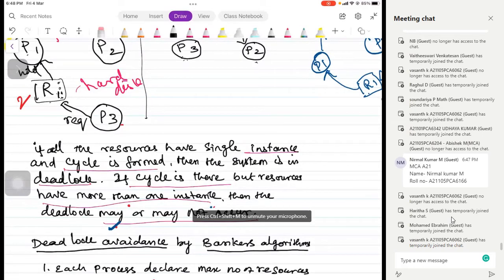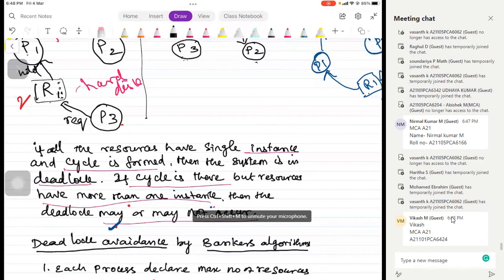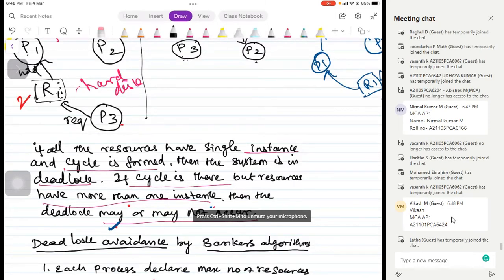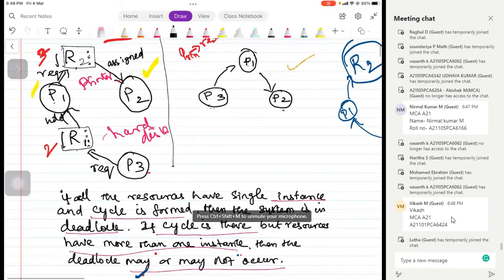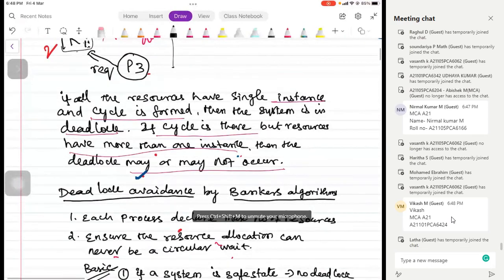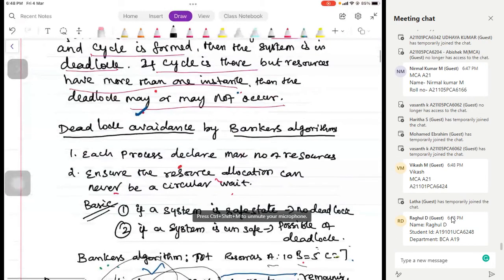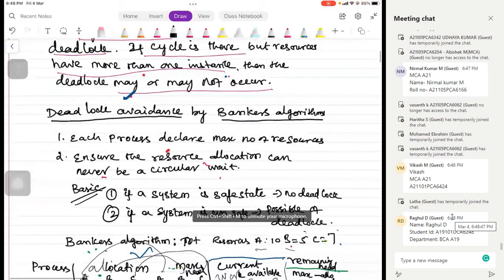If the cycle is there but resources have more than one instance, then the deadlock may or may not occur. Depends upon the number of resources available. புரியுதுங்களா? இப்போ more than one instances of resources இருந்ததுன்னா பிரச்சனையே இல்லை, யார் யாருக்கெல்லாம் எவ்வளவு வேணுமோ அவ்வளோ அளவுக்கு நம்ம கொடுத்துடலாம். அதுதான் இங்க deadlock avoidance by Banker's algorithm.